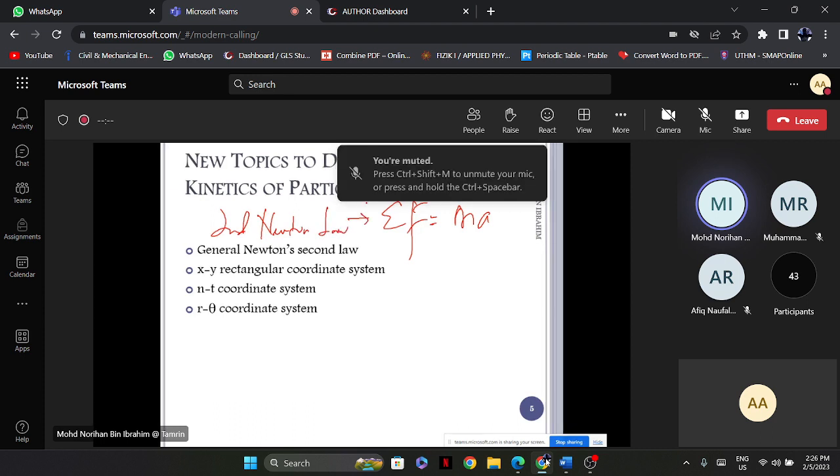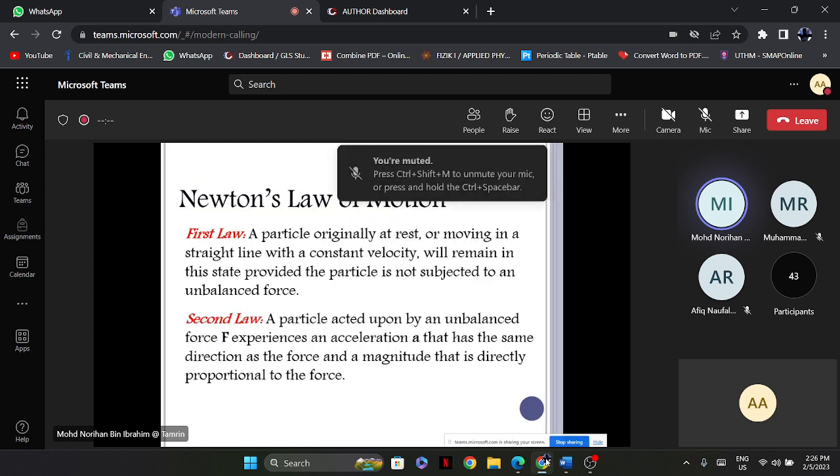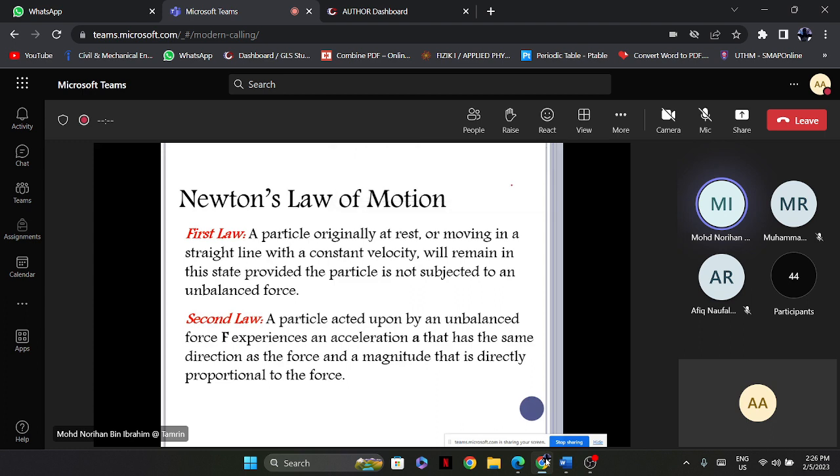So how to apply this equation of F is equal to ma? Let's have a look at Newton's laws of motion. Refreshing on this, what is the first law of motion? A particle originally at rest or moving in a straight line with a constant velocity will remain in this state provided the particle is not subjected to an unbalanced force.